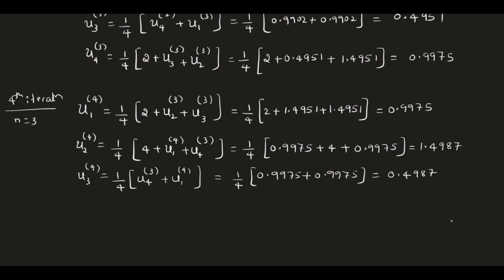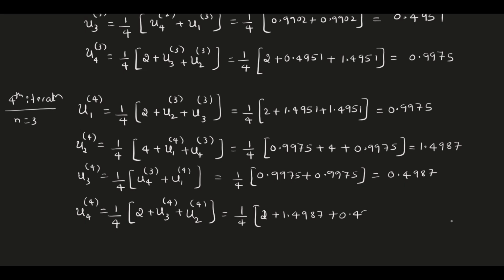Then last, u4 of 4. It is 1 by 4 of 2 plus u3 of 4 plus u2 of 4, so 1 by 4 of 2 plus 1.4987 plus 0.4987. When you simplify it, you are going to get 0.9993.